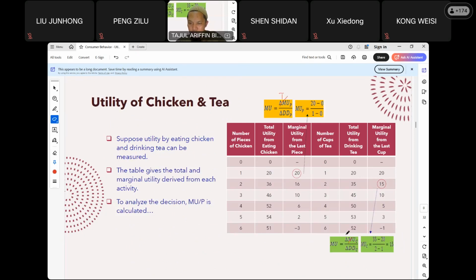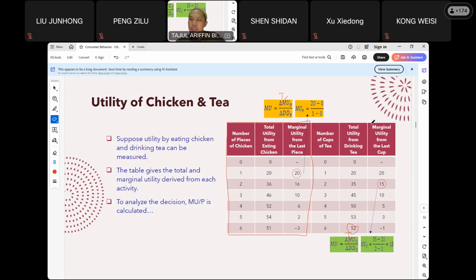We also note not MU, but total utility here. Sorry, typo error. This one is what we have discussed earlier, so I don't want to repeat it. Now for tea, the number of cups is the same, 0 to 6, and then the total utility. Total utility is also increasing, but slightly less than chicken, except towards the end, where it is slightly higher.